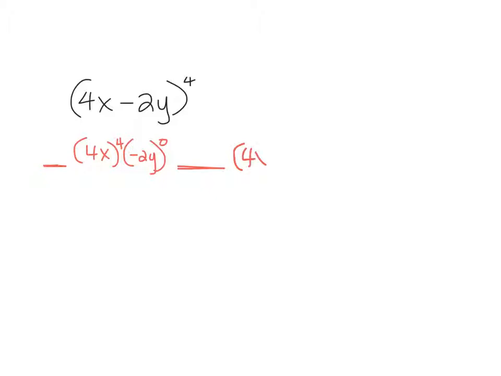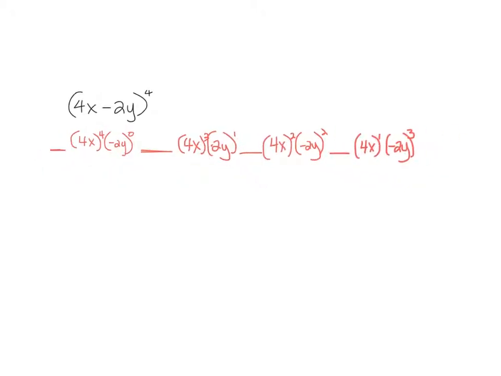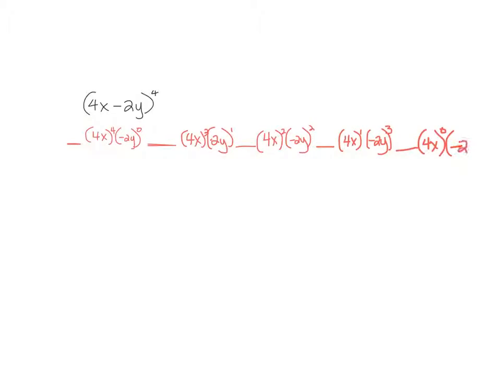Then it'd be 4x to the 3rd, negative 2y to the 1st, 4x to the 2nd, negative 2y to the 2nd, 4x to the 1st, negative 2y to the 3rd, and then 4x to the 0, which you don't need, but I'm just showing you that it would be there, and then negative 2y to the 4th. So that's the first step.